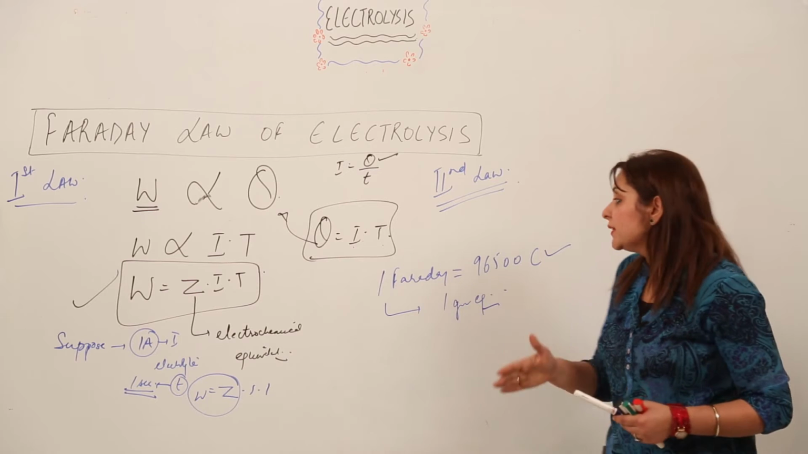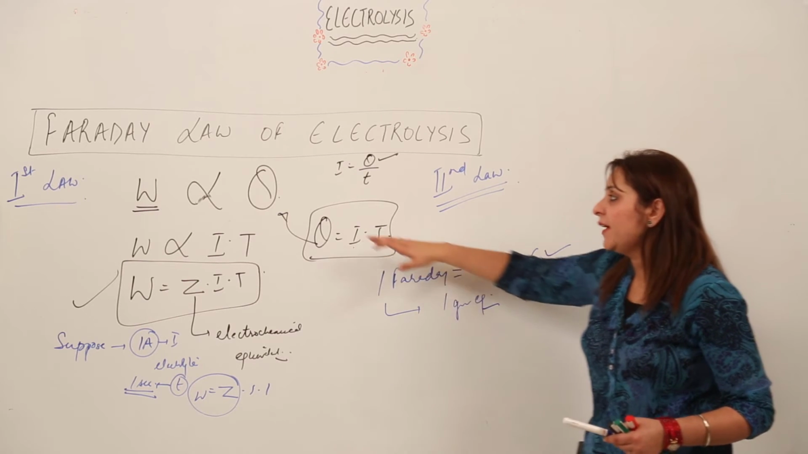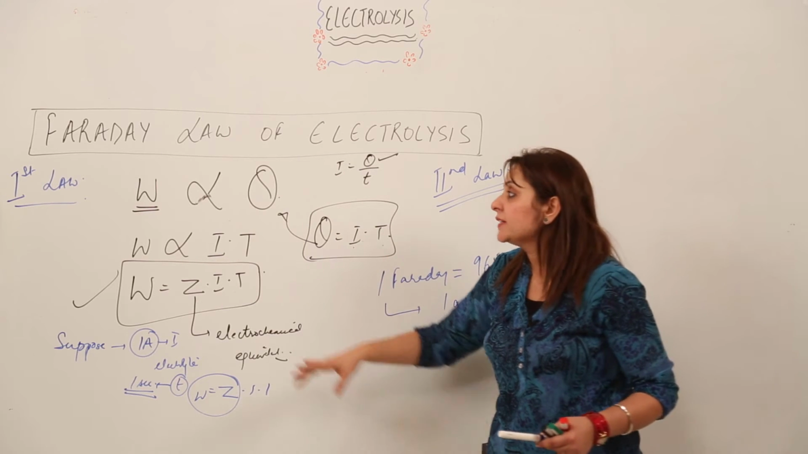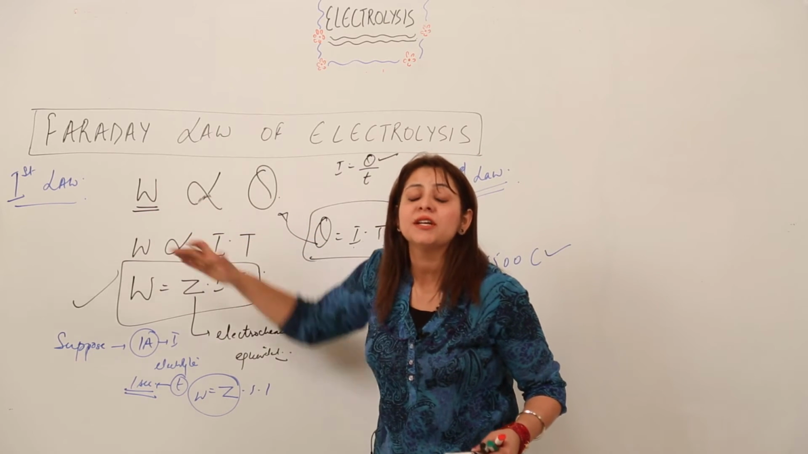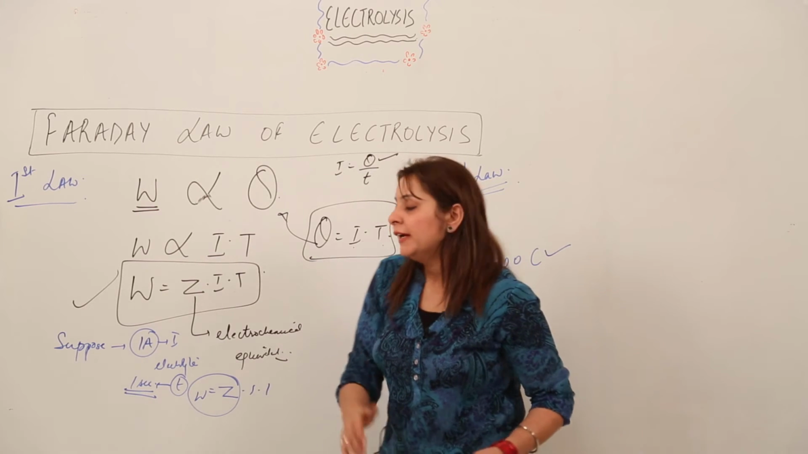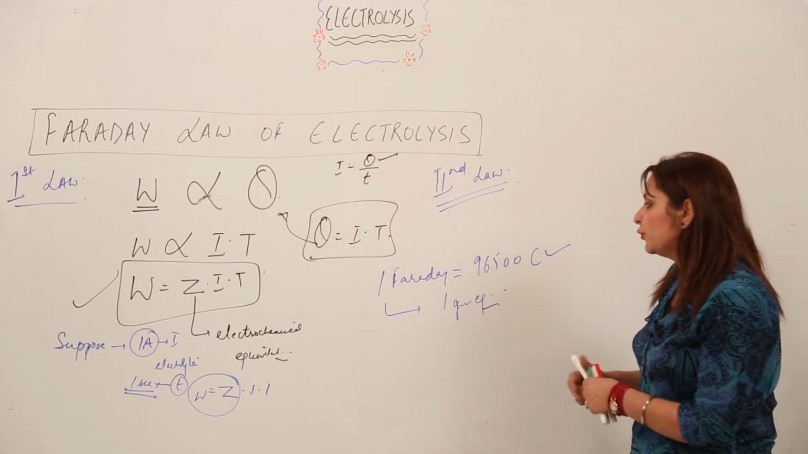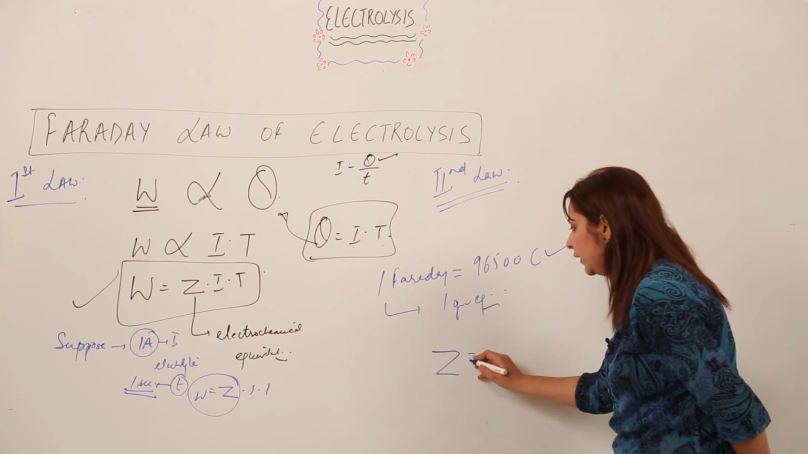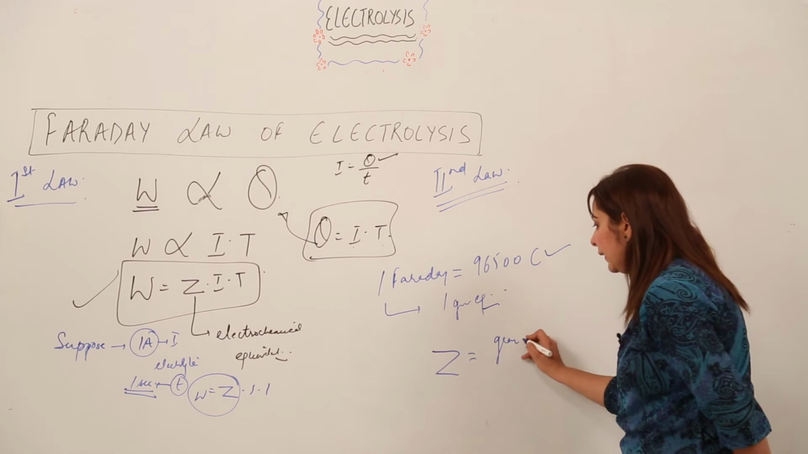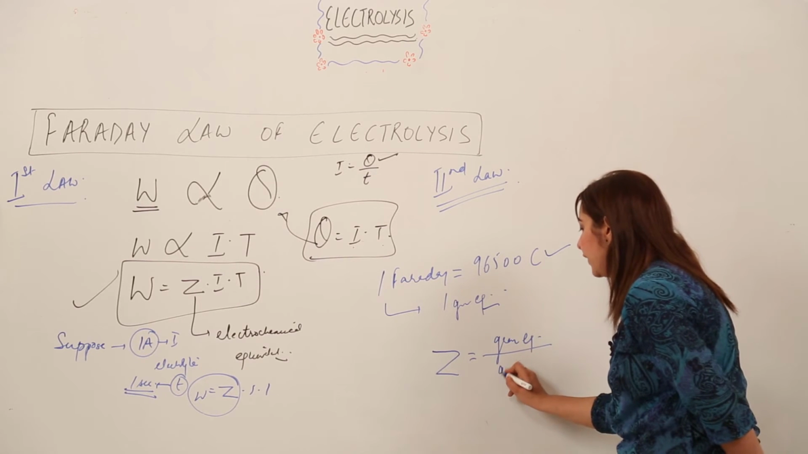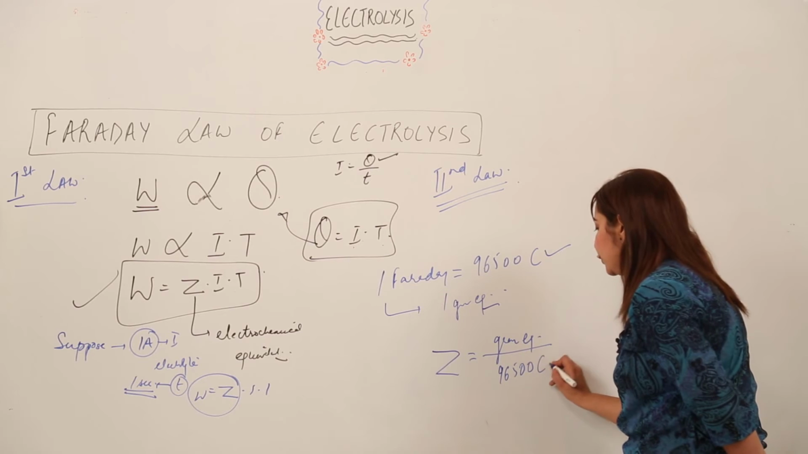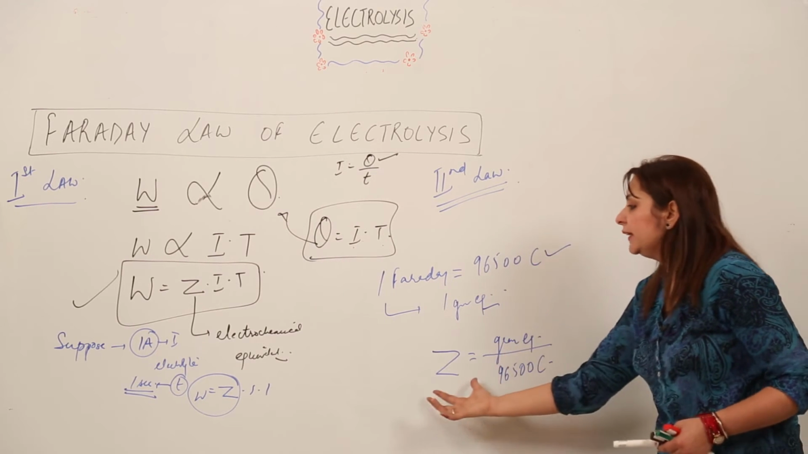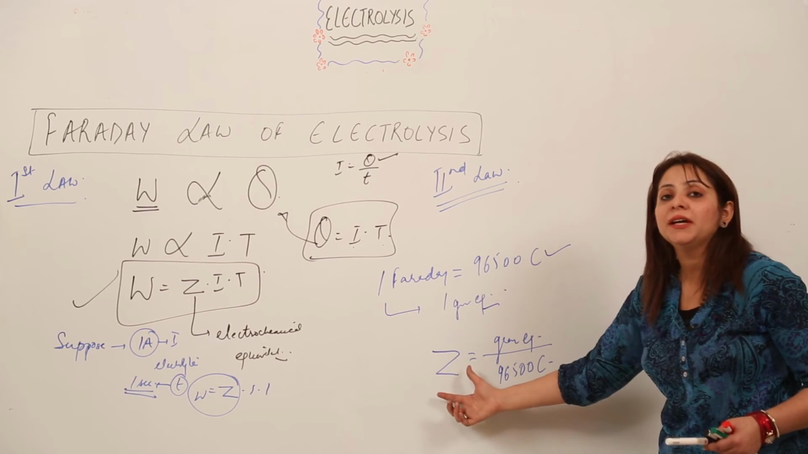So when 1 Faraday, that means 96500 coulomb of electricity, is passed, how much weight of substance do we get at the electrode? It is equal to 1 gram equivalent. So this is how we relate it. How do we calculate the electrochemical equivalent? Z is equal to the gram equivalent divided by 1 Faraday, that is 96500 coulombs. By this law we can calculate the value of electrochemical equivalent.